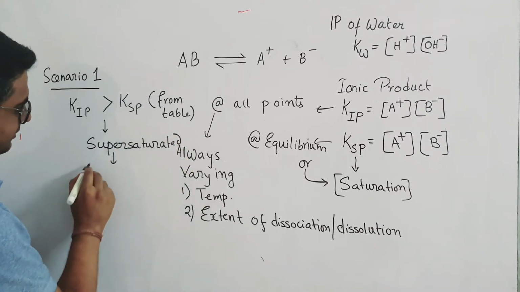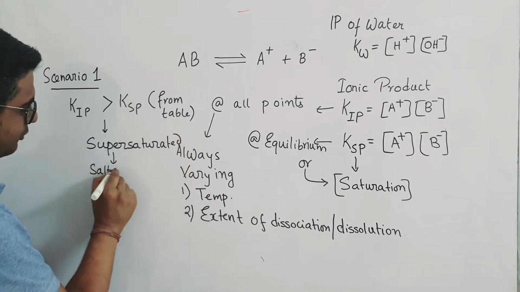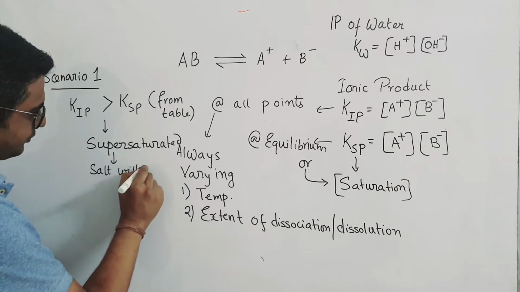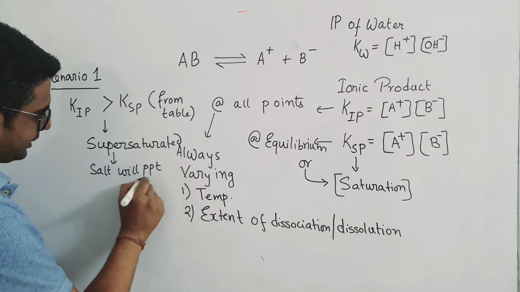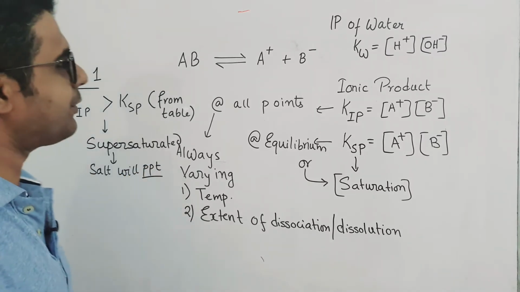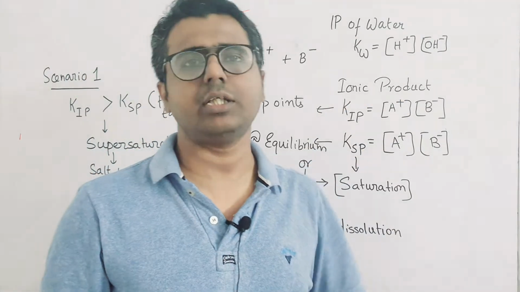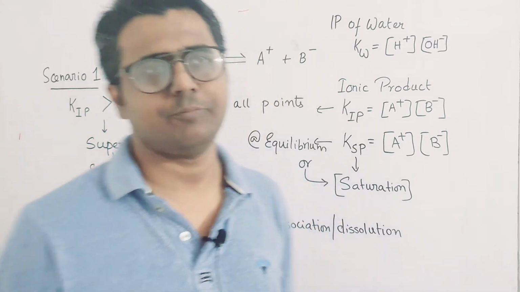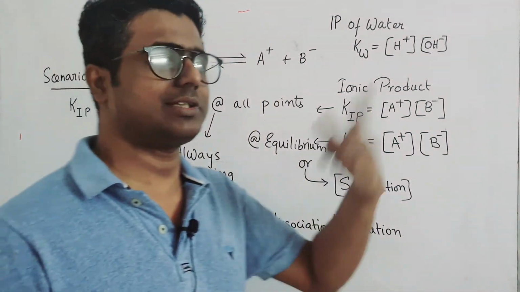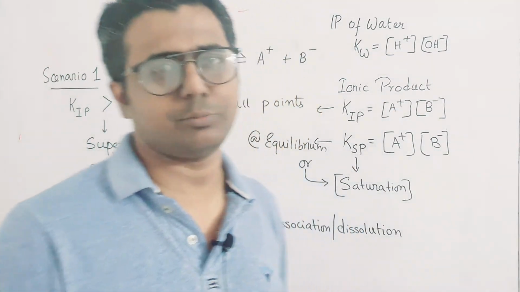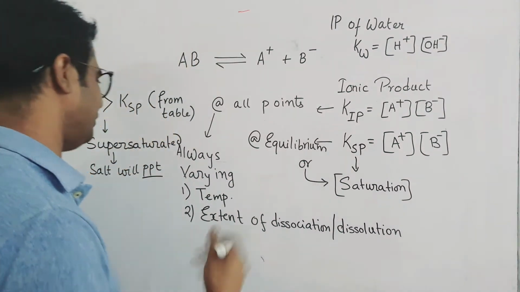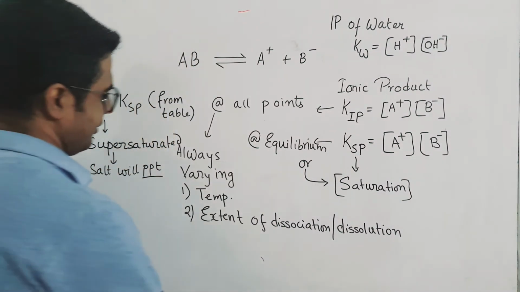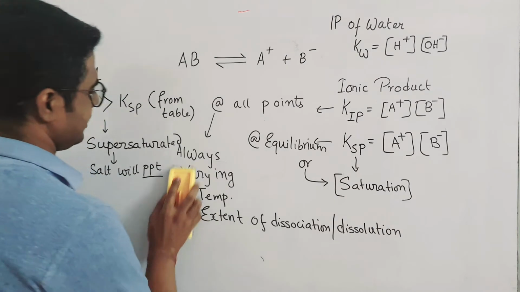That means salt will precipitate out. Whenever ionic product has increased over the solubility product, that means salt is going to precipitate out. Clear? Because you have crossed the limit. Now that you have crossed the limit, it has to fall, it has to leave the solution. Okay?